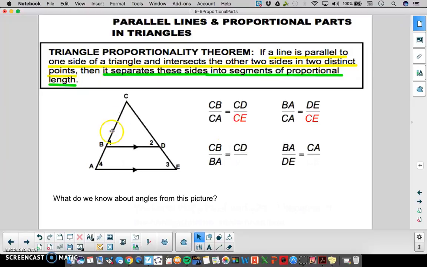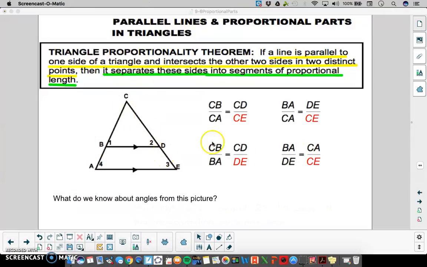CB is proportional to BA, and CD is proportional to this piece DE. BA to DE, so we have the piece on one side that's proportional to the piece on the other side, is proportional to the wholes set up as a ratio, so CA and CE. CA is the whole here, CE is the whole on this side.